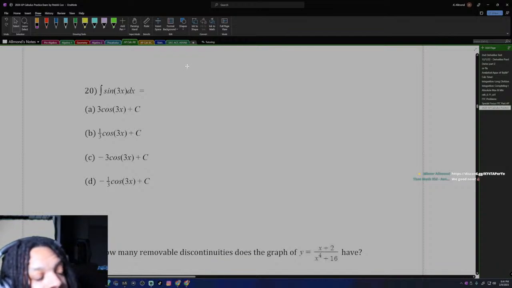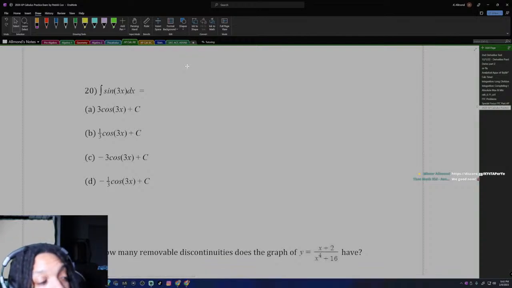Now, if I haven't learned a lot of integration techniques like u-sub and trig integrals, honestly, if I'm taking the test, I'm just going to differentiate each one of these answer choices and see which one gives me sine of 3x. I want to say it's D, just from looking at it. If I take the derivative of D, what do I get?